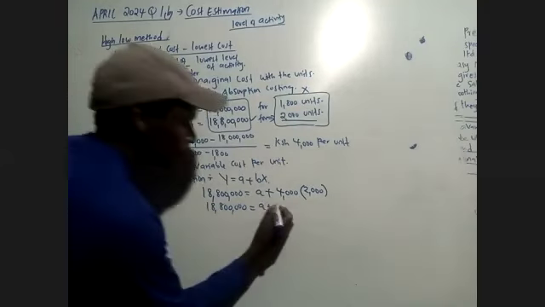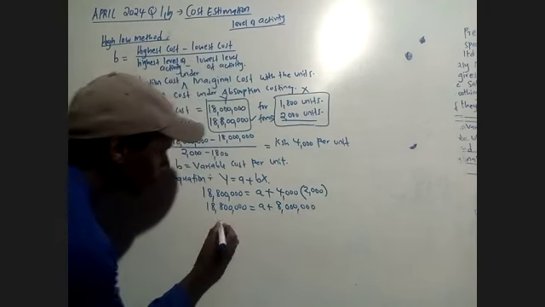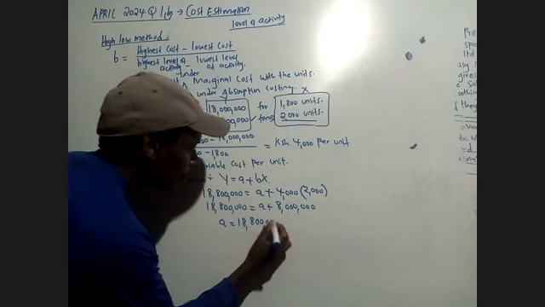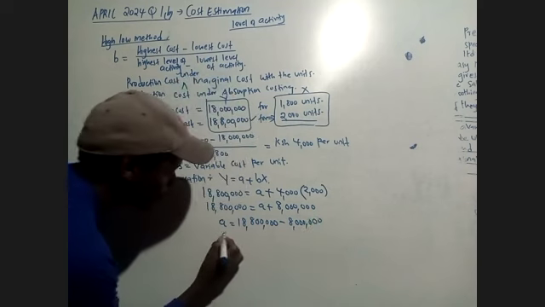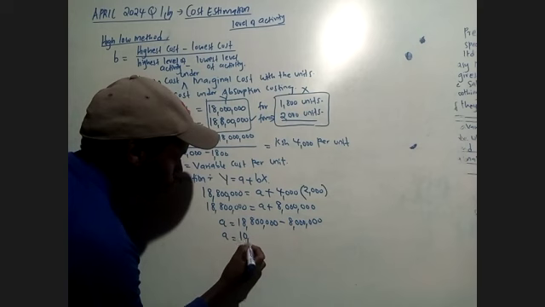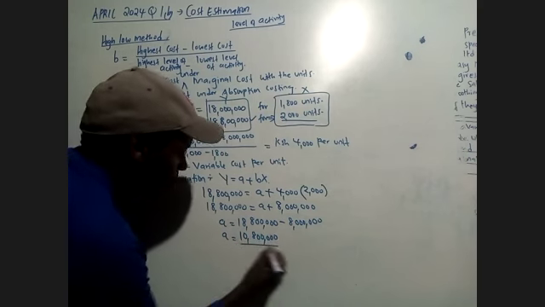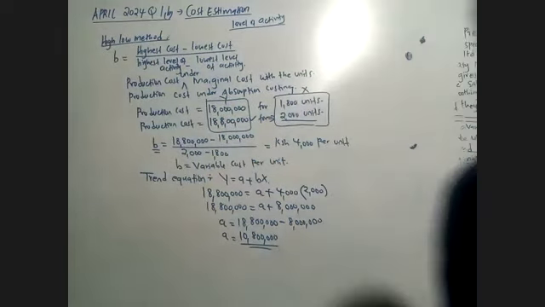This one is equal to 80 million. So A will be equal to 18,800,000 minus 80 million. What would be the value of A? The value of A is 10,800,000. So remember from our previous topic, we said A represents fixed cost.